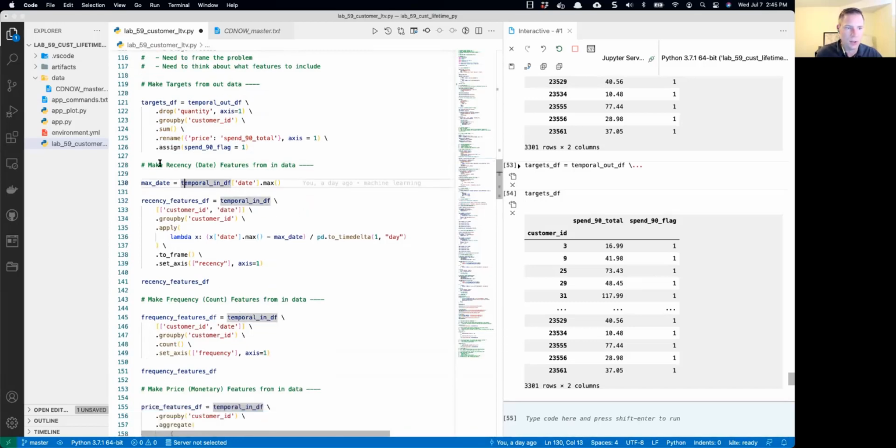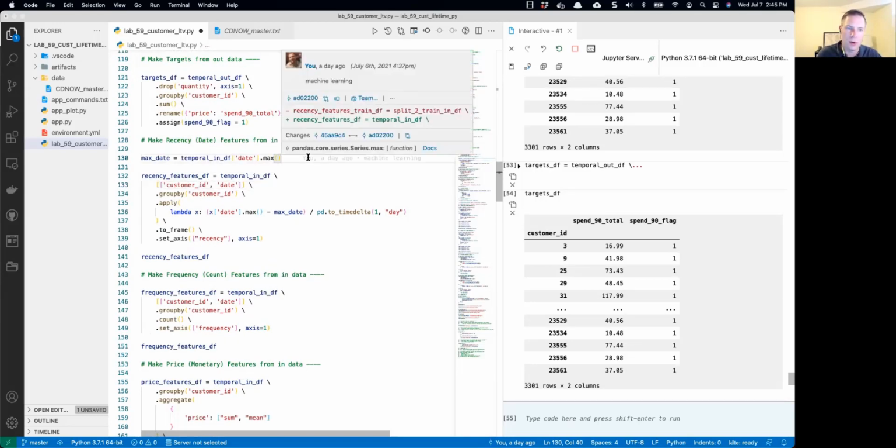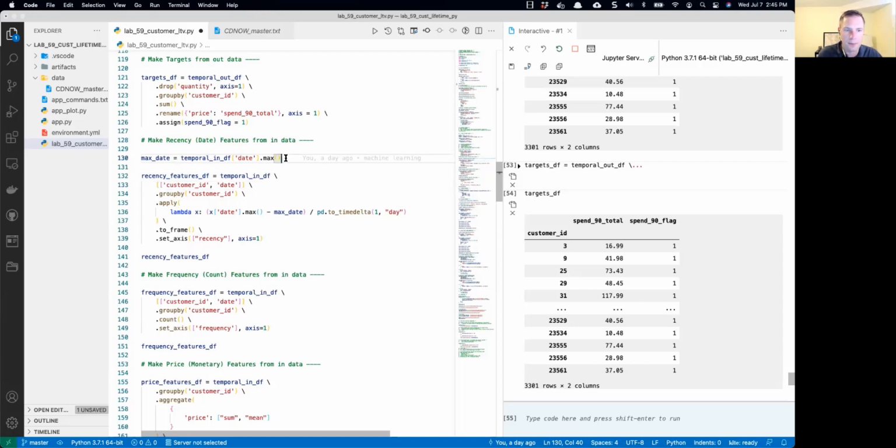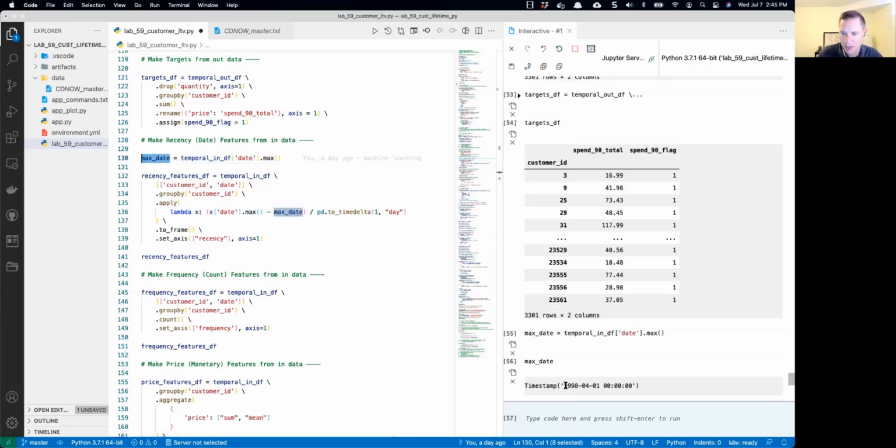So the first thing we're going to do is come up with recency, and these are time-based or date features. So basically what we want to know is how recent was their most recent purchase. We're just going to create a static value called max date, which is the last date that's in our in-sample data set. And this is 1998-04-01. And we're going to calculate by customer when was their most recent purchase compared to this last date. So we're going to get a negative value of dates.